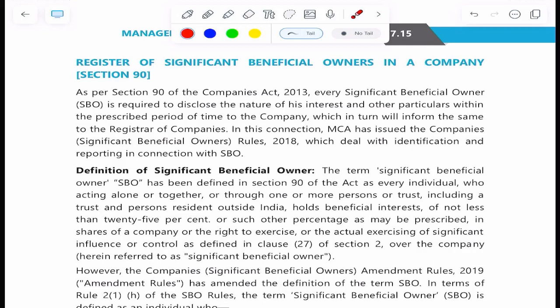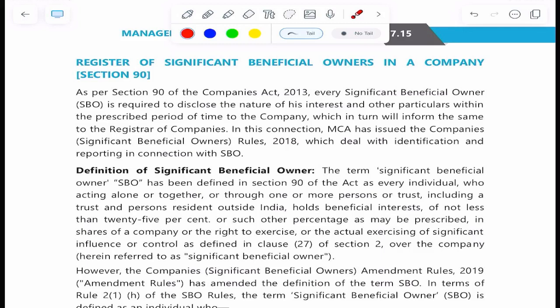As per Section 90 of the Companies Act 2013, every significant beneficial owner is required to disclose the nature of his interests or other particulars within the prescribed period of time to the company, which in turn will inform the same to the registrar of companies. In this connection, MCA has issued the Companies SBO Rules 2018, which deals with identification and reporting in connection with SBO.